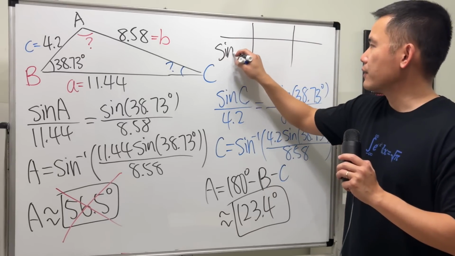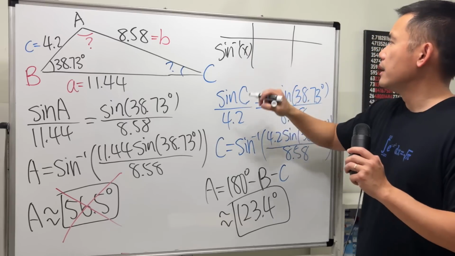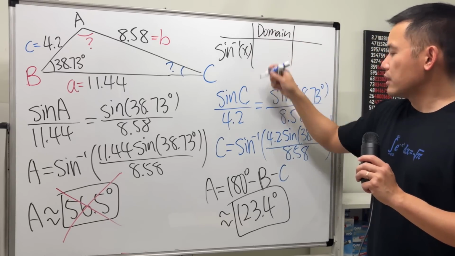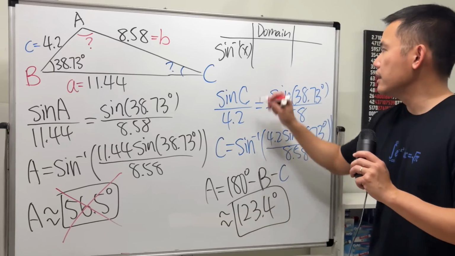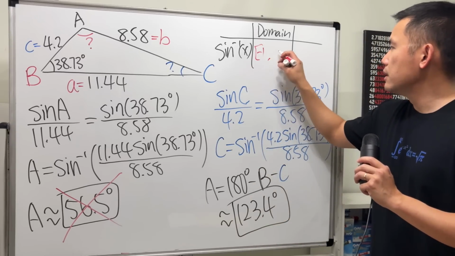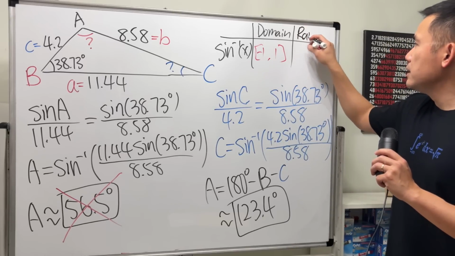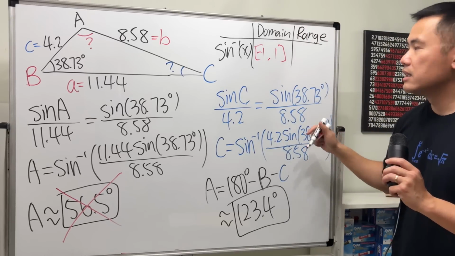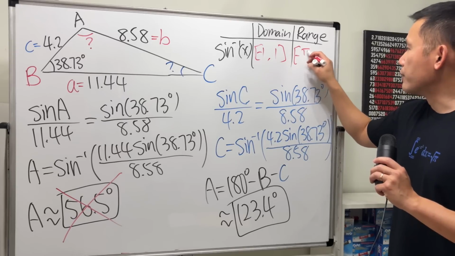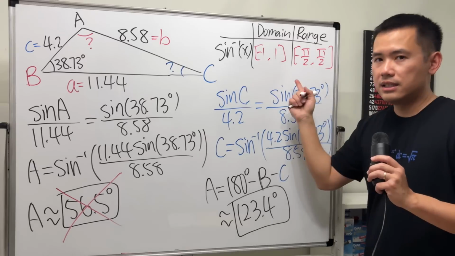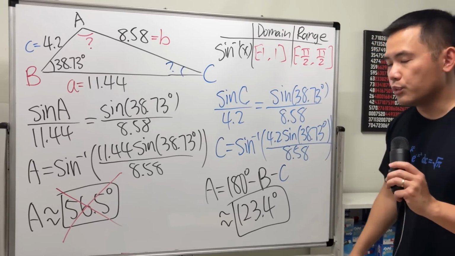So if you have the inverse sine function, the domain is that you can enter anything from negative 1 to 1 inclusively, meaning including the endpoints. And the range, meaning the output that you can possibly get, is from negative pi over 2 to positive pi over 2, which is negative 90 degrees and positive 90 degrees.